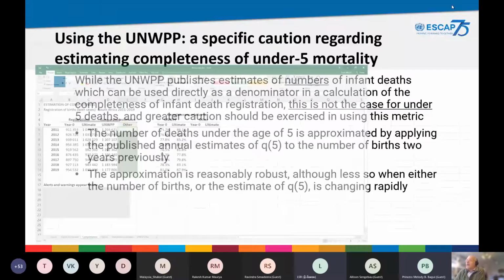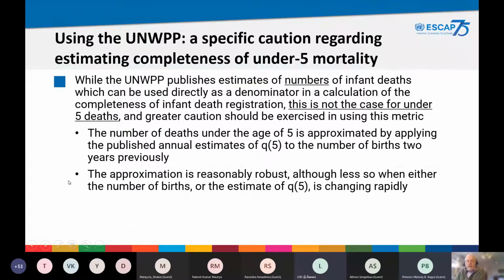So the UNWPP data are not particularly complicated in terms of estimating death, except for the fact that you are recommended to try and do the assessment of infant and child deaths separately, as a very important check as to the functioning of your CRVS system.